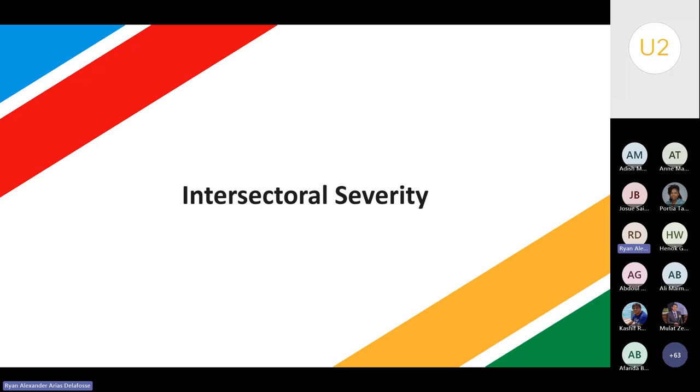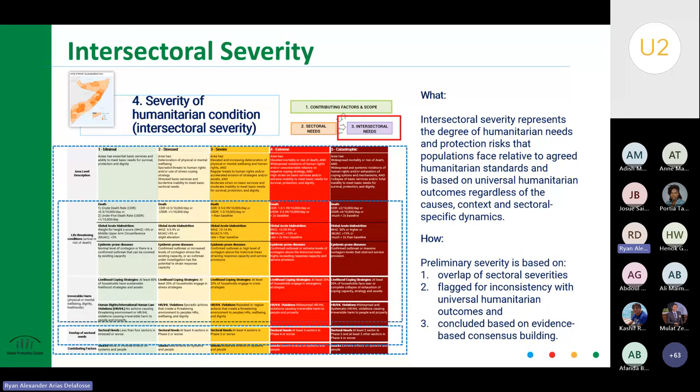So intersectoral severity, which I know has been a source of confusion for a lot of people. Just to be very clear on what intersectoral severity is, a big change that we have been able to do in JIAF 2.0 is integrate protection risk into intersectoral severity. So the definition is now it represents the degree of humanitarian needs and protection risk that populations face relative to agreed humanitarian standards. So when we are calculating intersectoral severity, it is good to remember that we are calculating intersectoral severity, not protection severity. So your goal is to not try and make sure that the intersectoral severity is the exact same as your protection or AOR severity.